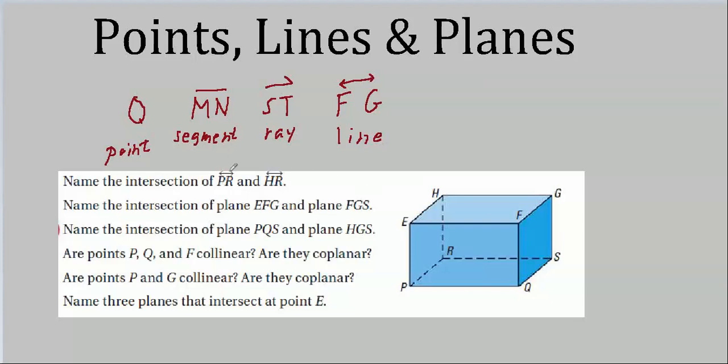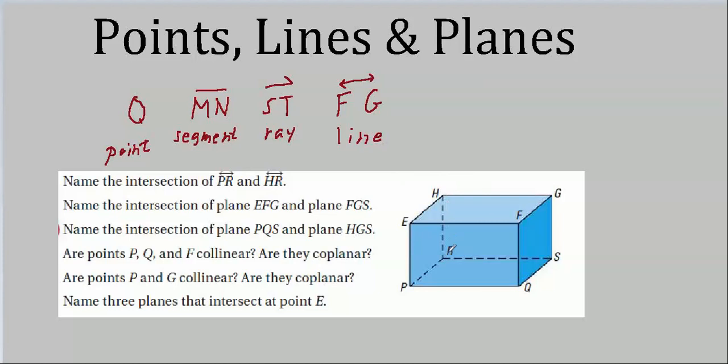So let's get started. What about PR and HR? Now we've got our line symbol up here. Not a segment, not a ray, but the line. The intersection of two lines is going to be a point. So we have HR here. In order to produce a line, we would just extend this and put the arrows on it. We've got a whole bunch more to do, and if I do that with every line, this thing might get too messy looking. Let's see if I can do it without drawing in the arrows yet.